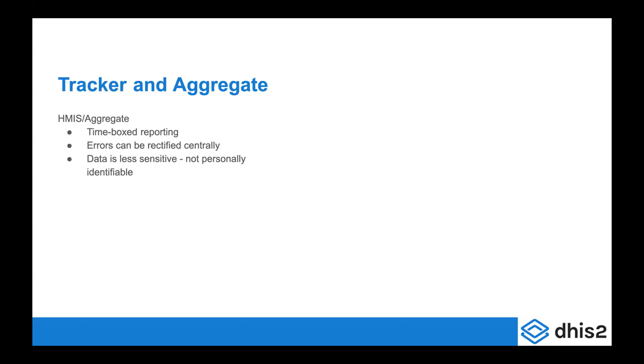The central level might be the district, or it might be higher up, but you might fix anything that is wrong with your data, add a note to why you did it, and pass on the report. Usually data is less sensitive. We think that, at least compared to tracker data, the aggregate data is less sensitive. It's not personally identifiable, which makes a data leak less significant, for example.